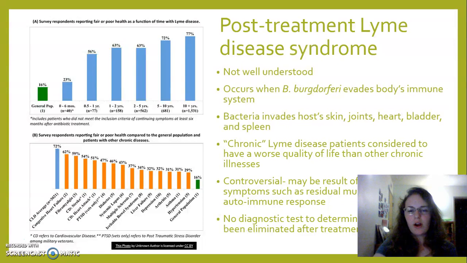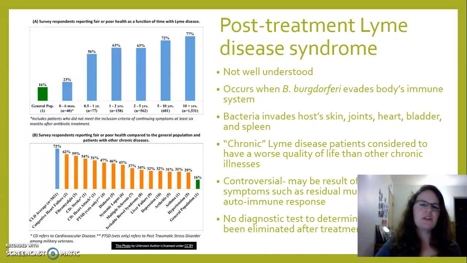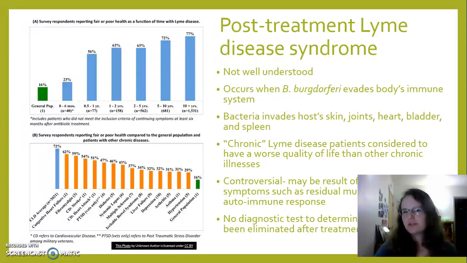So there's chronic Lyme disease, or what they refer to as post-treatment Lyme disease. I don't generally like to call it chronic. It is not well understood because they're not really sure why it happens. There are debates. It's kind of controversial. Some scientists, some doctors think it's caused by maybe an autoimmune response or residual muscle damage from the Lyme disease, whereas others argue that it's actually caused by this bacteria that reappears, and it can go to the skin, joints, heart, bladder, spleen, and so they don't really know.